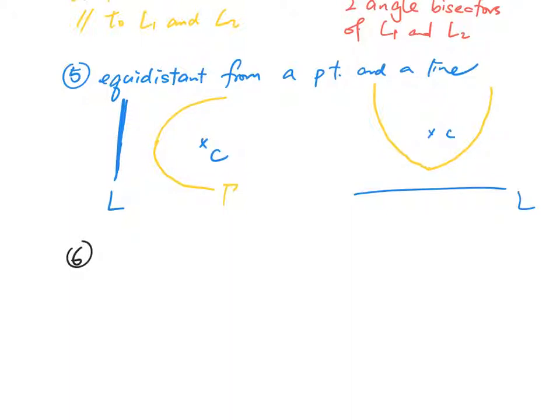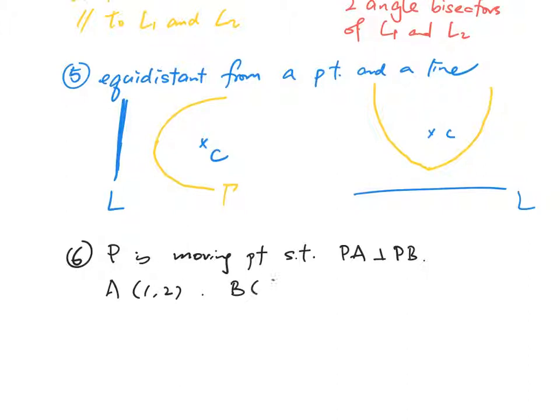There are some other variations of locus questions you may see in different papers. In one case, P is a moving point such that PA is perpendicular to PB, where A, for example, I give it is (1, 2), B is (3, 4), and now you have to find the locus.